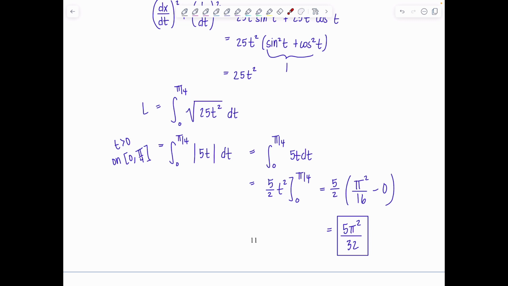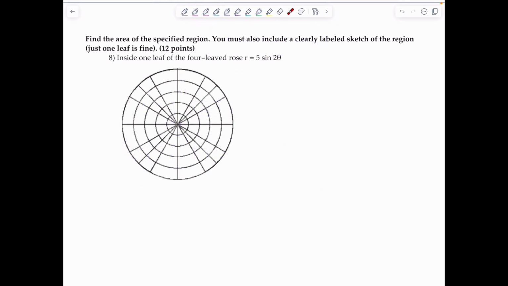Okay. Last one. Last of the required problems. Find the area of the specified region. You must also include a clearly labeled sketch of the region. Just one leaf is fine. So find the area inside one leaf of the 4-leaved rose, r equals 5 sine 2 theta.